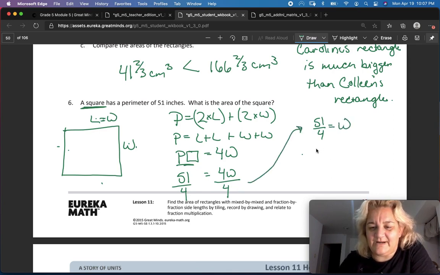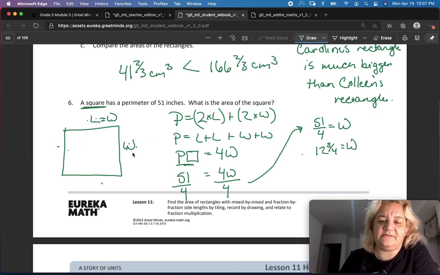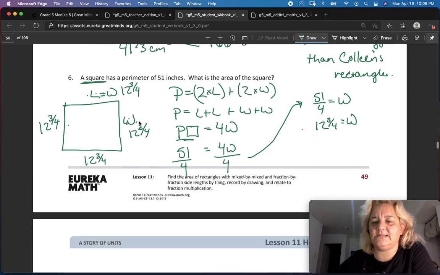And then, what did I just say that was? 48 and 3/4 equals... no, not 48, 12. 12 3/4 equals one side, the width. And the width and the length are the same, so this is 12 3/4, and this is 12 3/4, and this is 12 3/4, and this is 12 3/4. This is the math I remember from when I was a kid that I really liked.